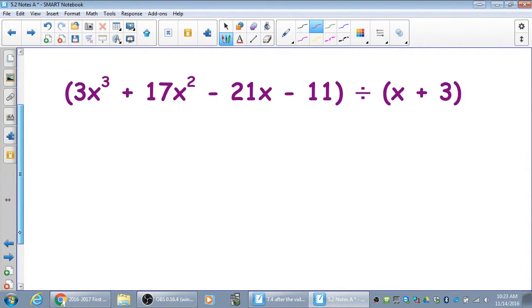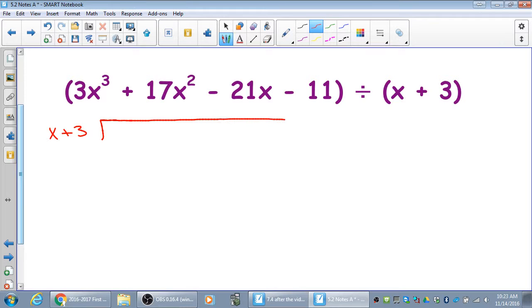We're going to try it again, but a little longer one this time. x plus 3. We're dividing that into 3x to the third, plus 17x squared, minus 21x, minus 11. So what are we going to put first?